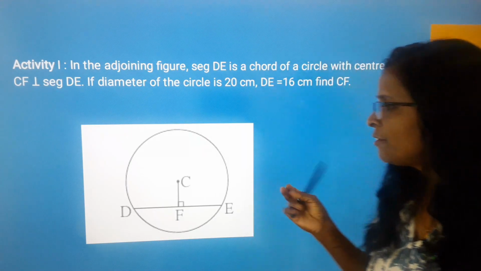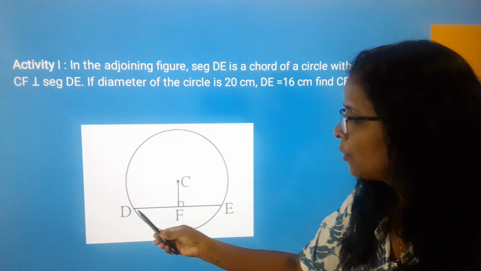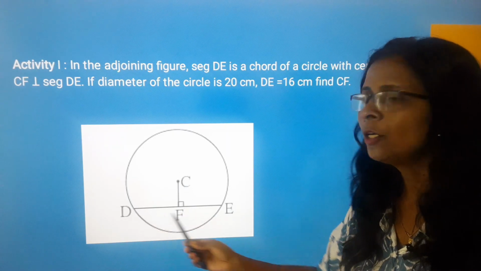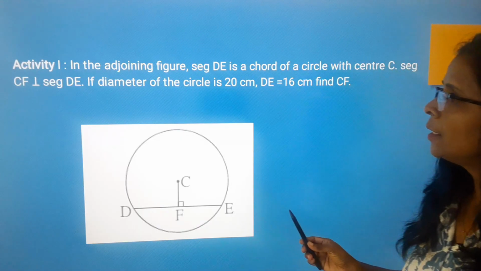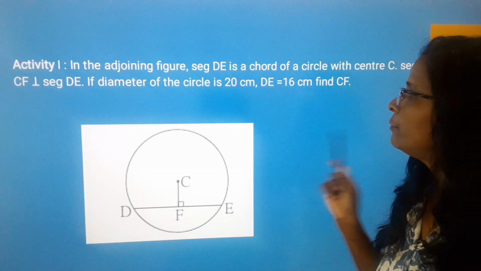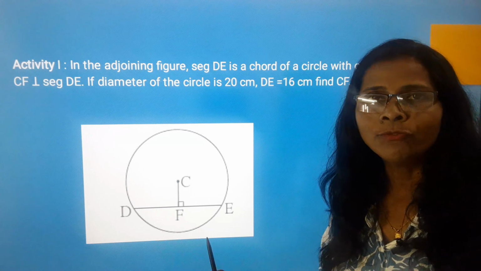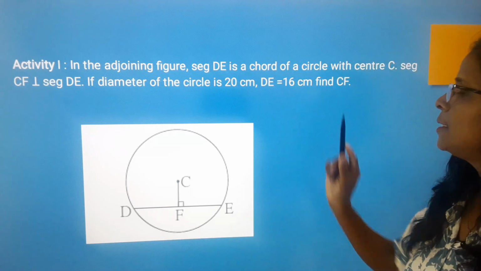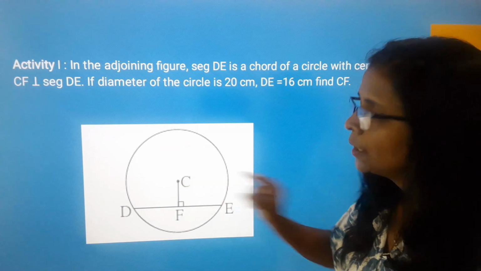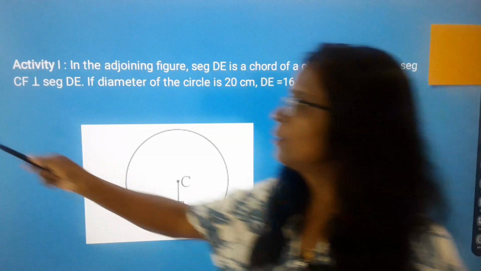So here see the figure student, first, that CF is perpendicular to DE. Here DE is a chord and CF is a perpendicular to this chord. And here the diameter of the circle is given and that is equal to 20 cm. And here also DE, that is the measure of the chord, is equal to 16 cm. And we have to find out the measure of the perpendicular, this CF student. So how can we find out this?